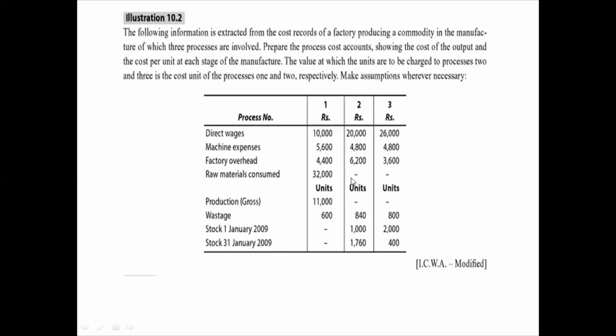Along with the raw material input, we also have some balances available in process 2 and 3. So stocks are also being given. Stock on 1st January 2009 is given as 1000 units for process 2, and similarly for process 3 also. And closing stocks of the respective processes are also given to you. Now let us see how we are going to solve this question. In process costing, we are going to prepare process accounts separately for each process: process 1, 2 and 3.